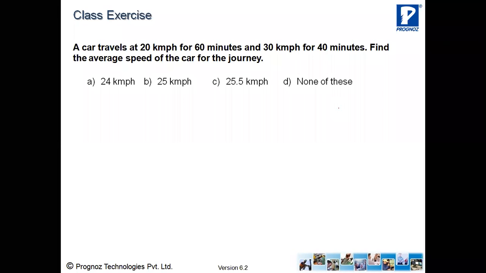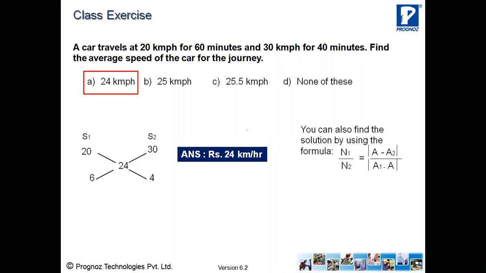A car travels 20 km per hour for 60 minutes and 30 km per hour for 40 minutes. Find the average speed of the car for the journey. ये बनाइए। 24. अरे वाह, वेरी गुड, वेरी गुड. 24.